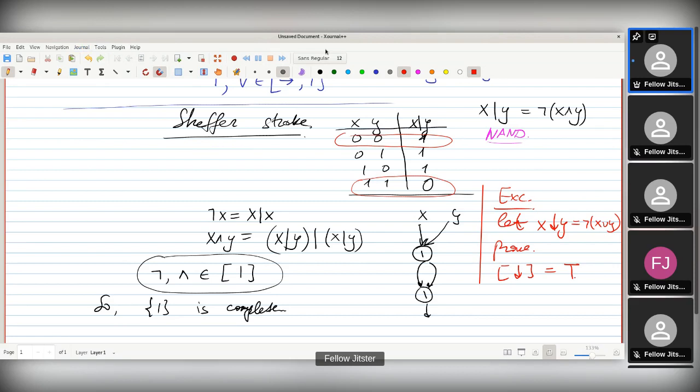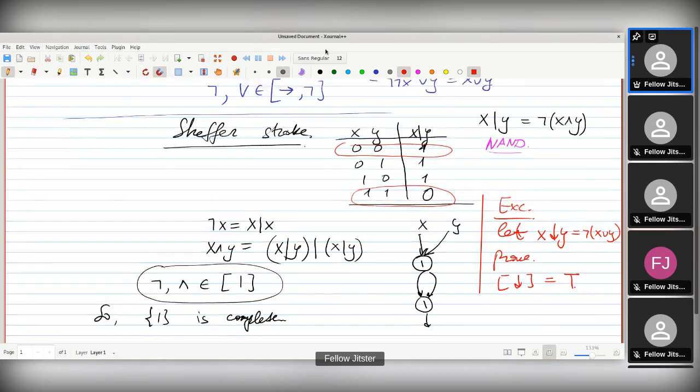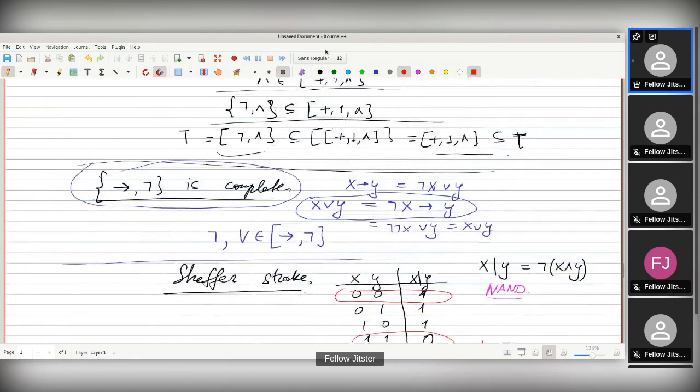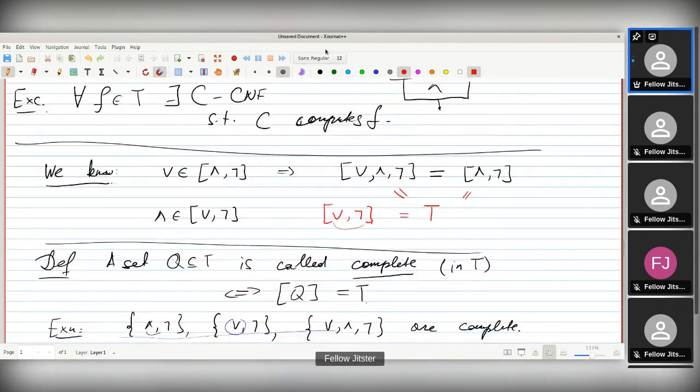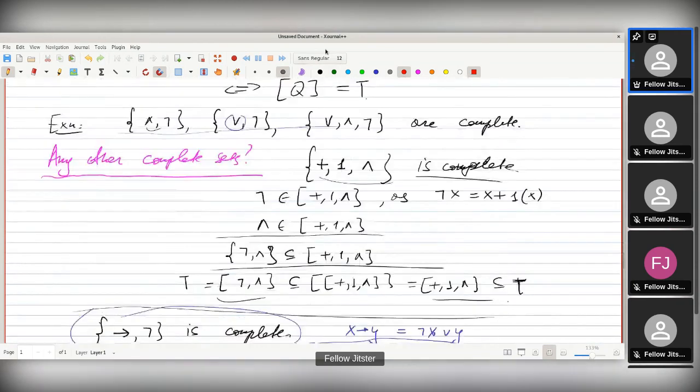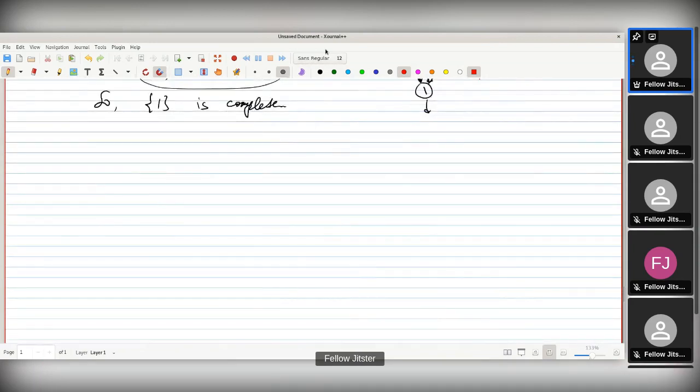But how can we generally judge whether a given set of Boolean functions is complete or not? We have a theorem. Unfortunately, we have not enough time to prove it, but nevertheless, this theorem alone is worth noting.